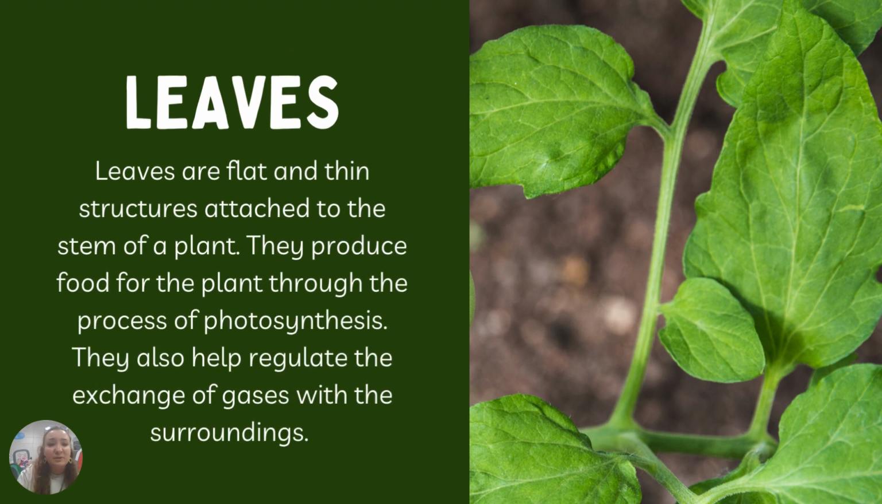The leaves are typically flat and thin structures attached to the stem of the plant. They produce food for the plant through a process of photosynthesis. They also help regulate the exchange of gases with the surroundings. Some leaves that you may eat may be cabbage, lettuce, or spinach.